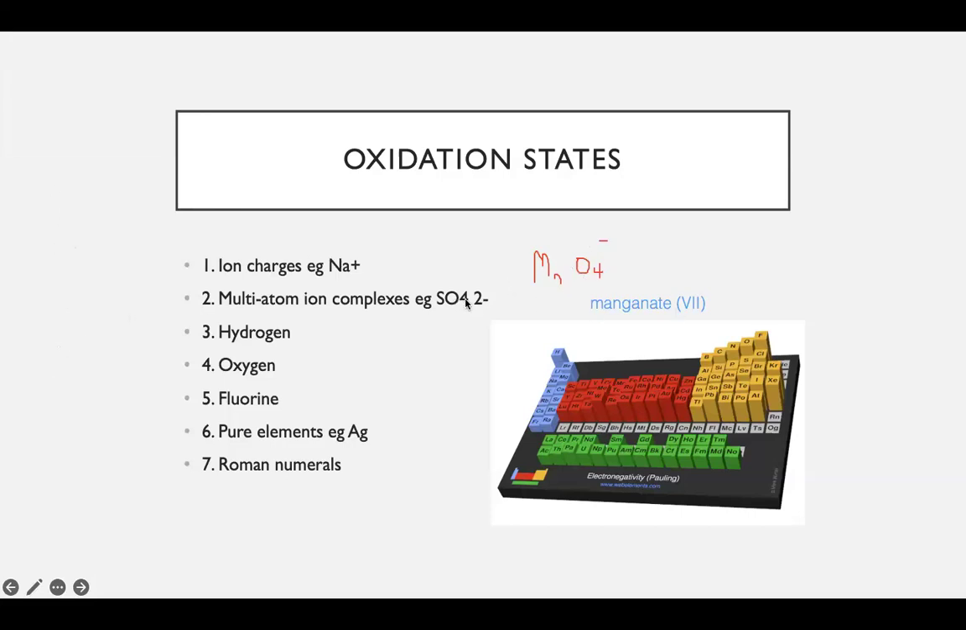And it's the same with sulfate. So the oxygens are -8 total, but you need to have an oxidation state of +6 for the sulfur in order to equal the -2 total. Okay, let's move on then.